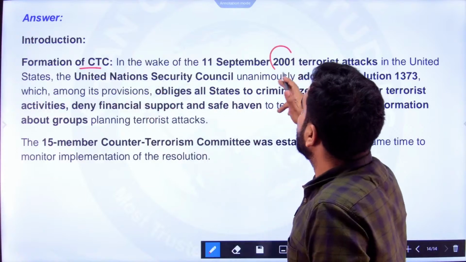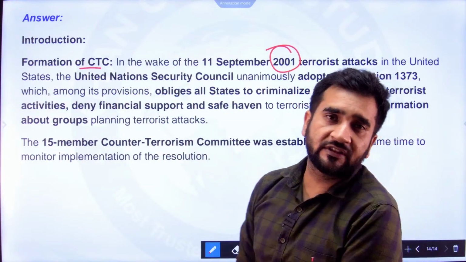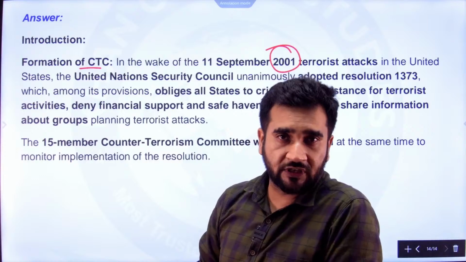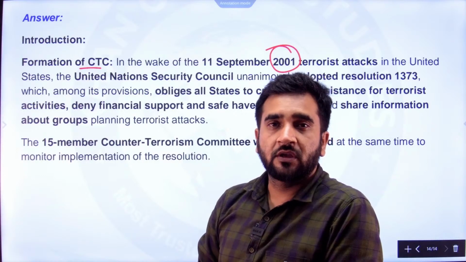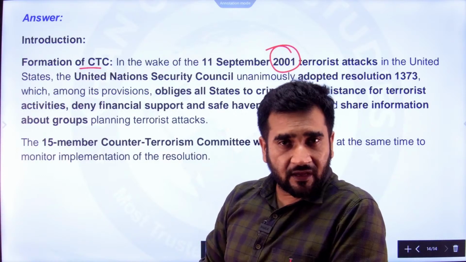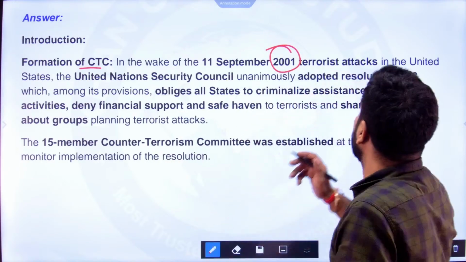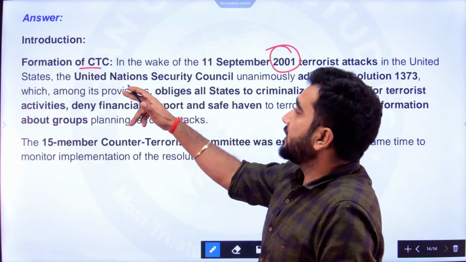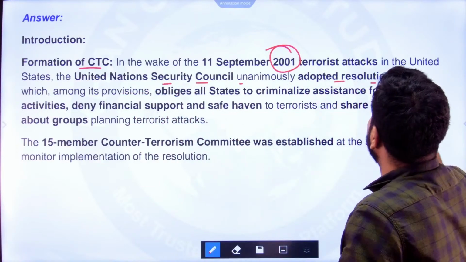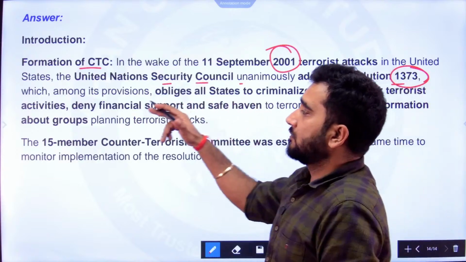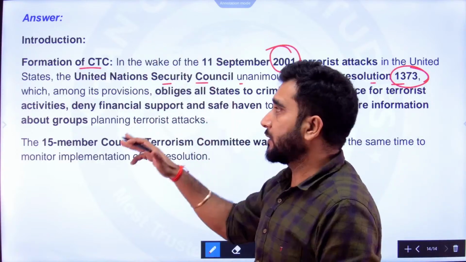ये फॉर्म हुआ 2001 में, जब 11 सितंबर 9/11 अटैक्स इन 2001 हुए थे यूएसए में. तो एज अ रिजल्ट ऑफ दैट और इन द आफ्टरमैथ ऑफ दैट दिस वाज फॉर्म्ड. The United Nations Security Council unanimously adopted Resolution 1373 जब ये अटैक्स हुए.